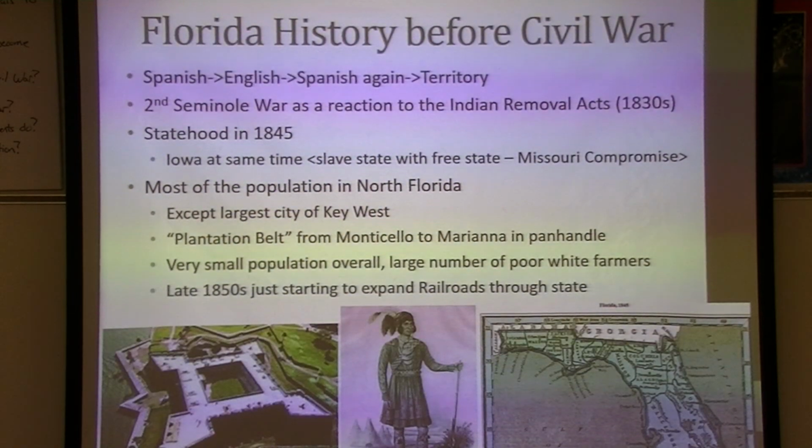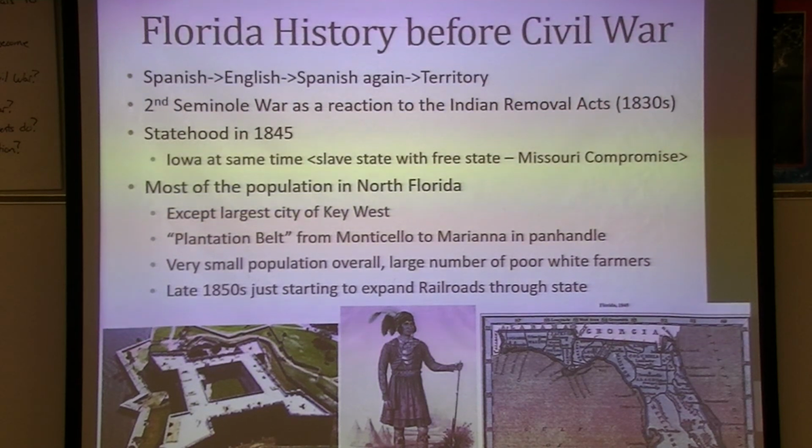For Florida history of this time period, I'll always have a little section on that. Not going to do all of Florida history. The Spanish were the first to occupy. The English had it for 20 years. The Spanish, again, they were weak. They sell it to the United States. We become a territory.